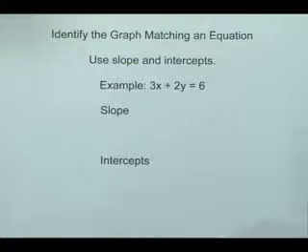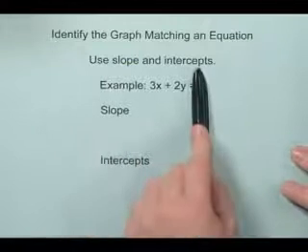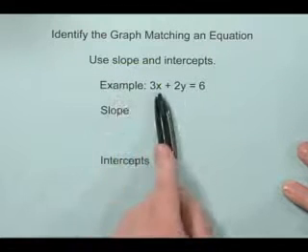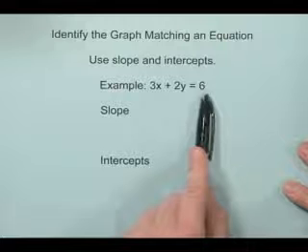Let's look at a procedure that will allow us to identify a graph matching an equation, and we're looking at straight line graphs here. The method we are going to use will involve the slope and the intercepts of the line. Consider the example 3x plus 2y equals 6.